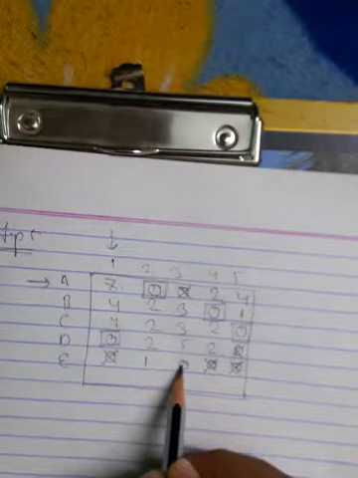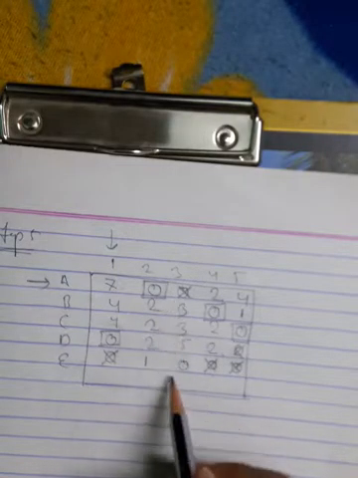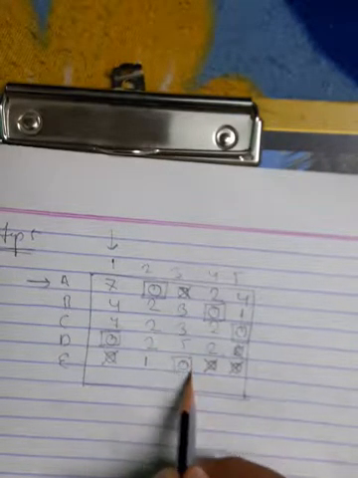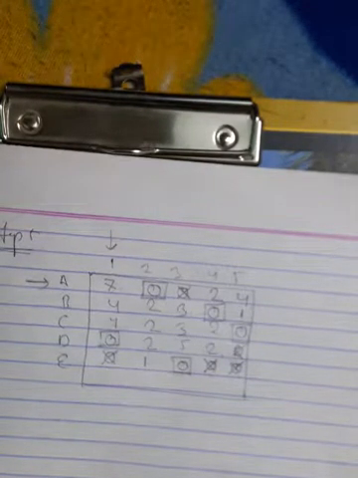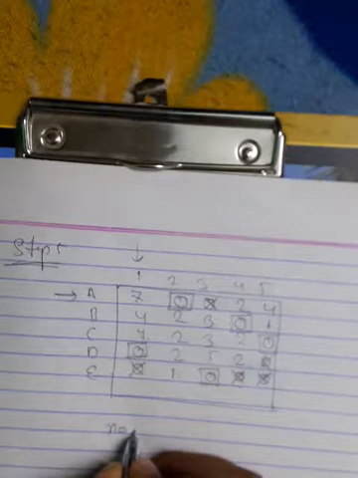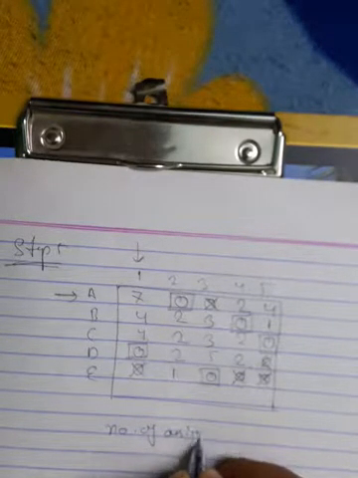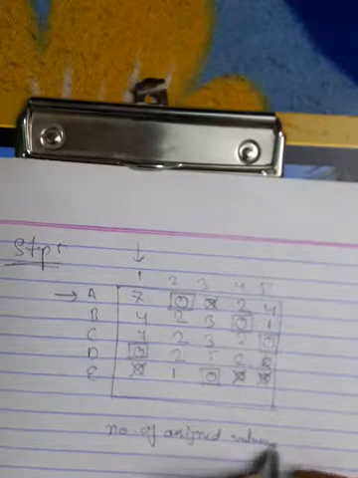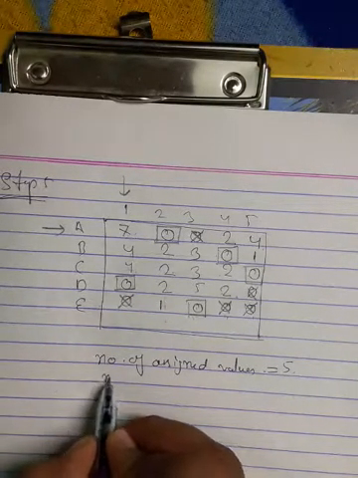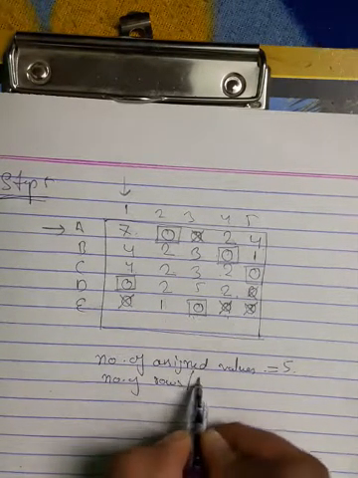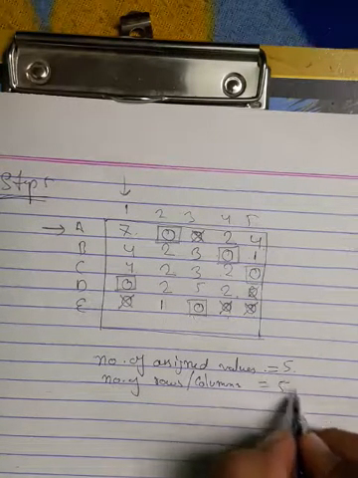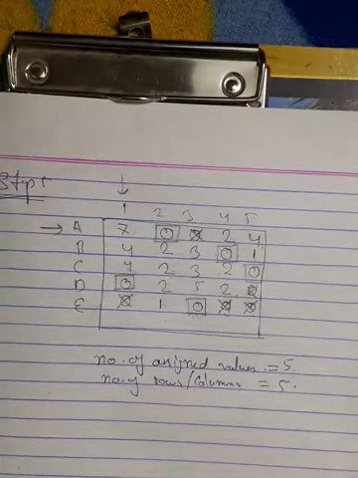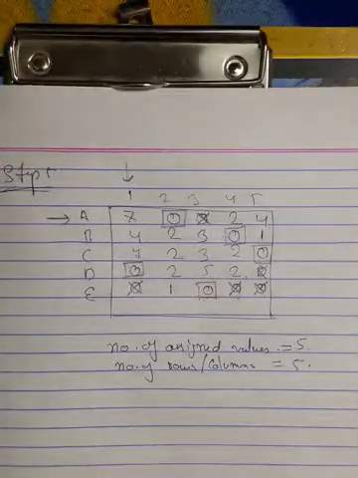Since it is unique in its row, and also in its column, I have to cover it. Okay, now I have to check whether the number of assigned values equals the number of columns. So the number of assigned values is equal to 5. Also the number of rows or columns is equal to 5. So our assigning is successful.